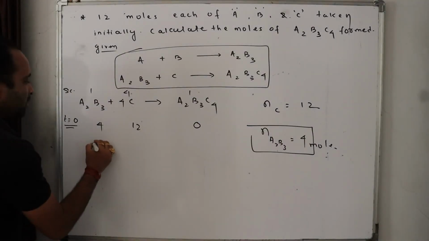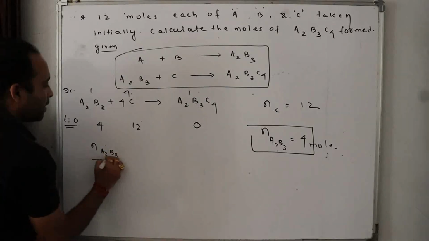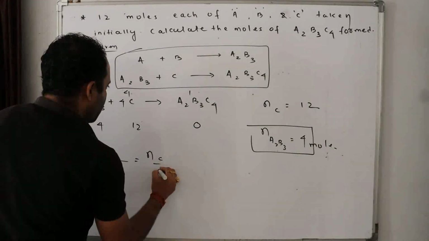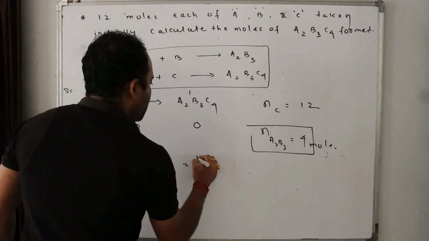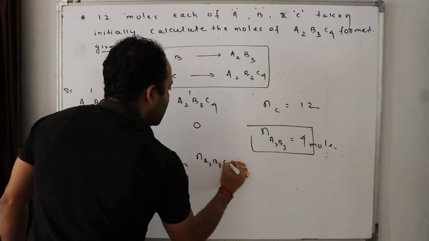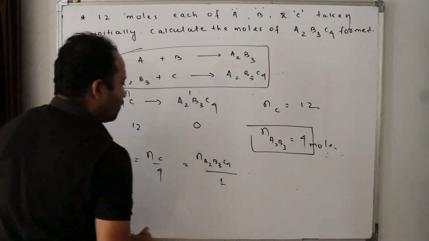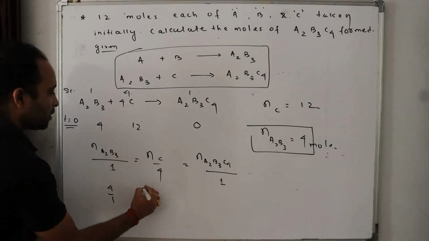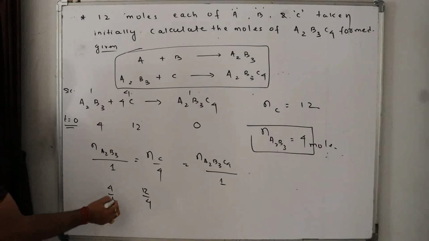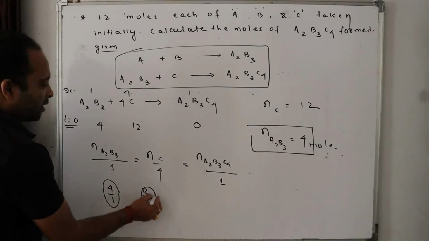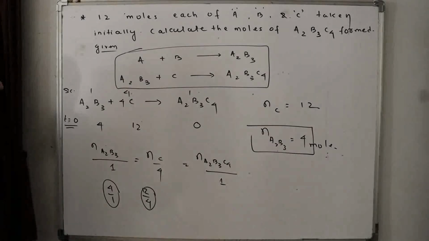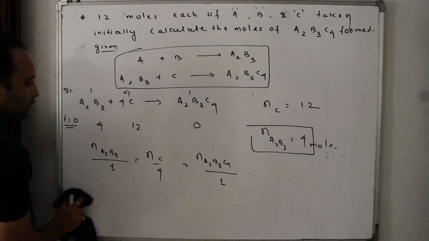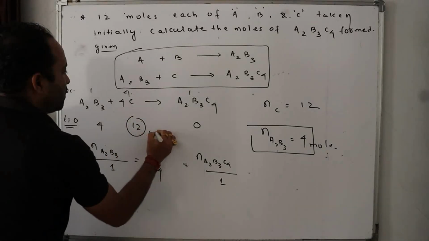Now, mole-mole analysis. How can I go for mole analysis? Number of moles of A2B3 by stoichiometric coefficient is equal to number of moles of C by stoichiometric coefficient 4, is equal to number of moles of A2B3C4 by stoichiometric coefficient 1, isn't it? Now, number of moles of A2B3 is 4 by 1. This is 12 by 4. Now tell me, 4 by 1 is 4. 12 by 4 is 3. Again, who is the limiting reagent? The limiting reagent is the 3, because this is 4, this is 3. So, limiting reagent is again who? C is the limiting reagent.